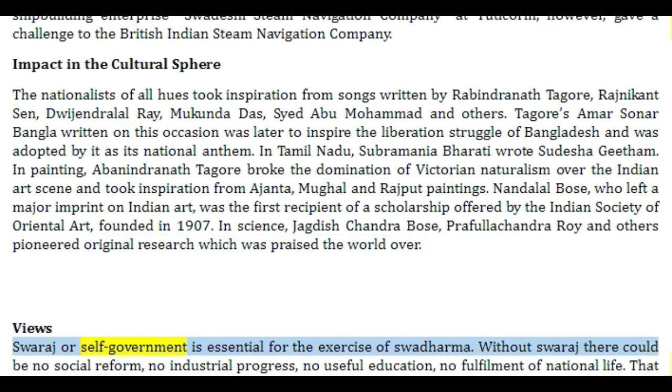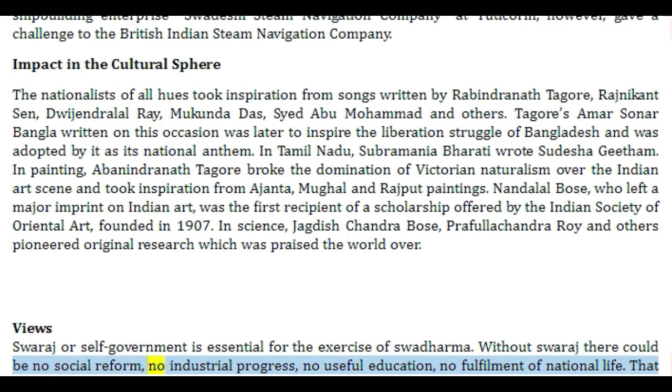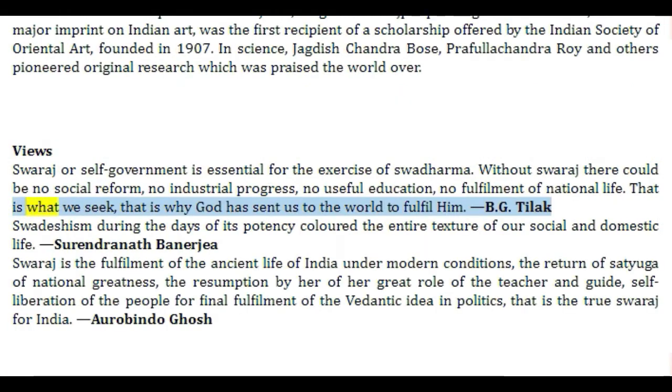Views. Swaraj or self-government is essential for the exercise of Swadharma. Without Swaraj there could be no social reform, no industrial progress, no useful education, no fulfillment of national life. That is what we seek, that is why God has sent us to the world to fulfill Him. B.G. Tilak's Swadeshism, during the days of its potency, colored the entire texture of our social and domestic life. Surendranath Banerjee's Swaraj is the fulfillment of the ancient life of India under modern conditions, the return of Satyuga of national greatness, the resumption by her of her great role of the teacher and guide, self-liberation of the people for final fulfillment of the Vedantic idea in politics, that is the true Swaraj for India. Aurobindo Ghosh.